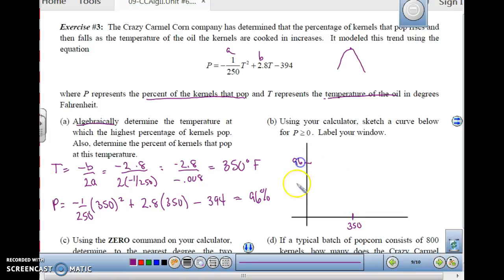So what would be a good window to use? Well, let's do 0 to maybe 100. That would be a good window. All right, so if this is 350, halfway, I have to go to at least what? I'd have to go to at least 700. So that would be halfway, so I'm going to go to 700 out here. All right, so this is going to be my T. This is going to be my P.